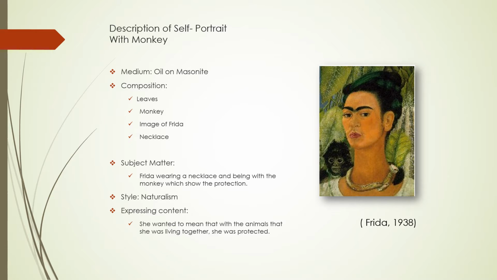And due to that, the subject matter is Frida wearing a necklace and being with a monkey, and that's the reason why I say that this is the subject matter. With that monkey and the face of Frida, that's why I come up with the expressive content, which is protection. This is because in the introduction I saw that Frida did not have children, and so choosing to live with animals was a kind of protection.